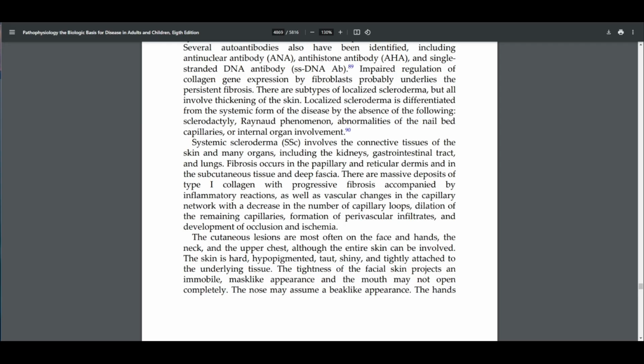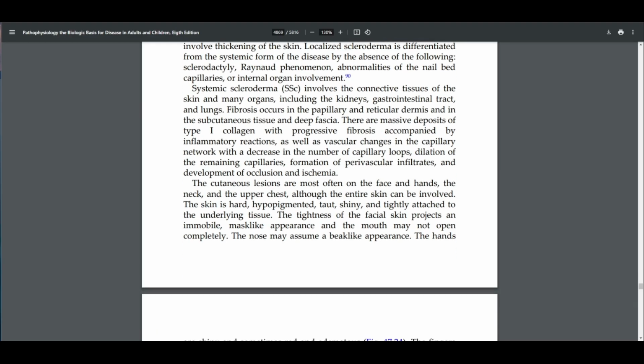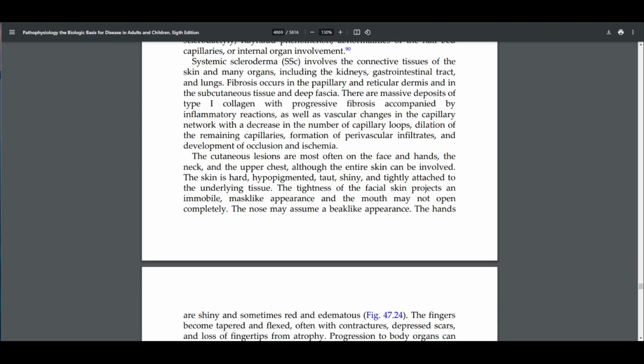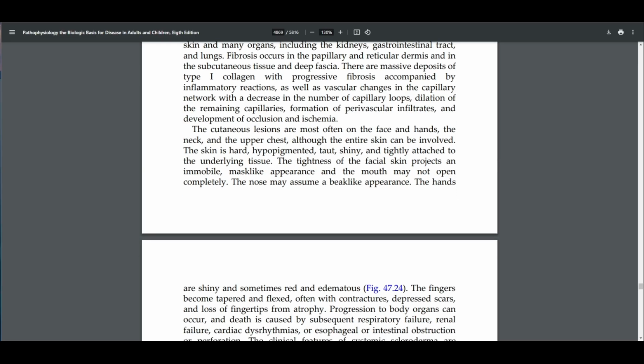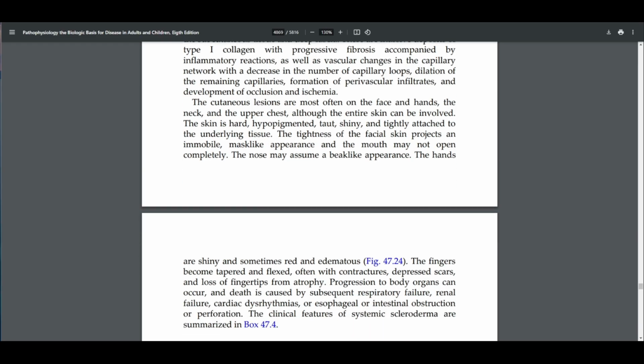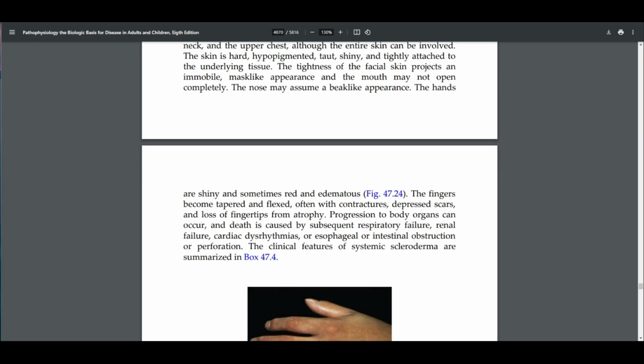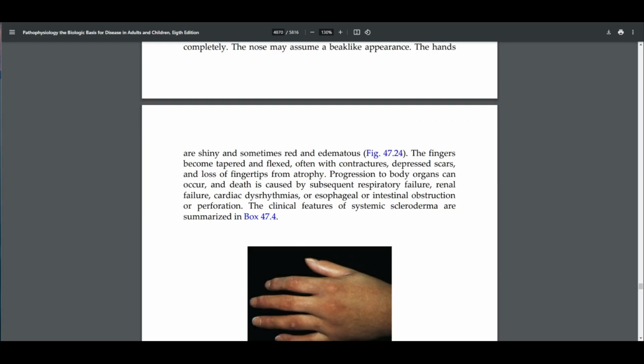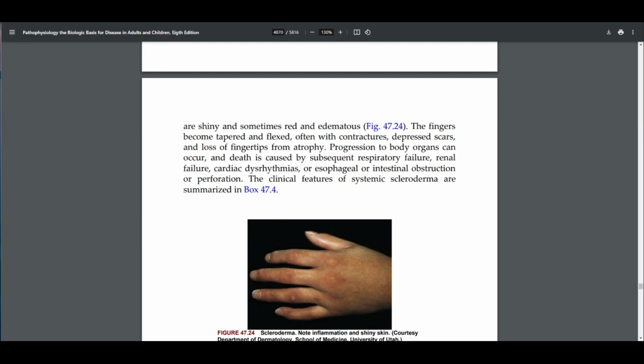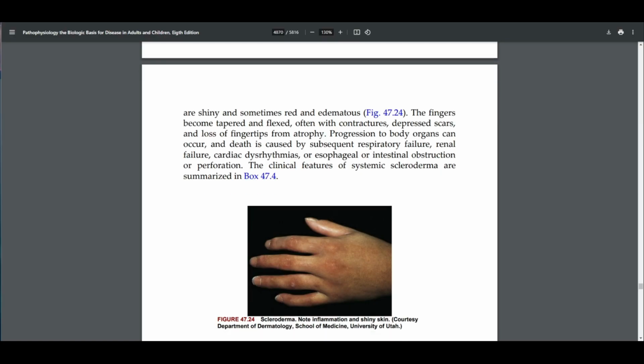The cutaneous lesions are most often on the face and the hands, the neck, and the upper chest, although the entire skin can be involved. The skin is hard, hypopigmented, taut, shiny, and tightly attached to the underlying tissue. The tightness of the facial skin projects an immobile, mask-like appearance, and the mouth may not open completely. The nose may assume a beak-like appearance. The hands are shiny and sometimes red and edematous. The fingers become tapered and flexed, often with contractures, depressed scars, and loss of fingertips from atrophy.